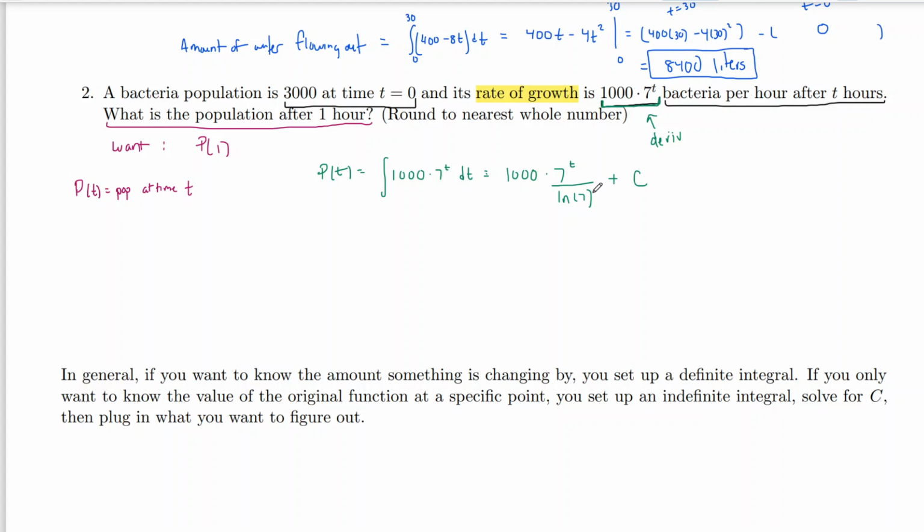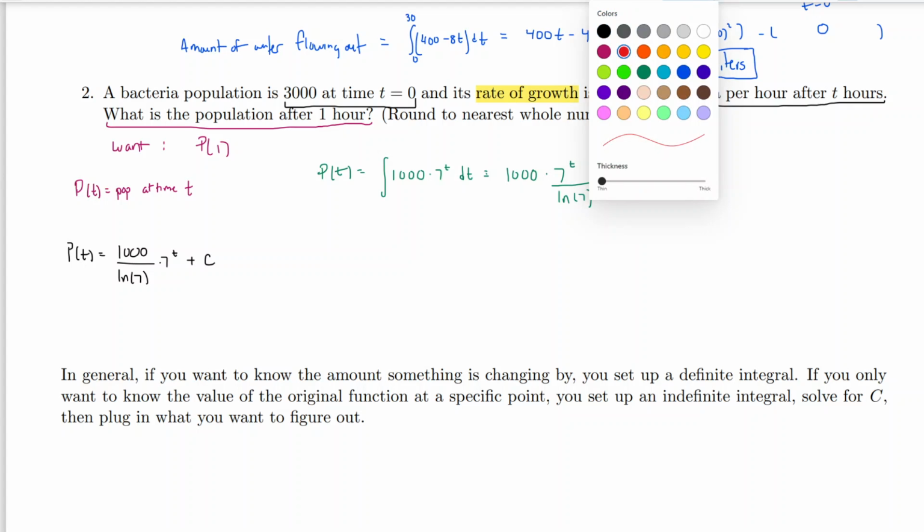All right, so we got a formula for P of t, and I'm just going to write it more specifically. So P of t equals this. I'm not going to have the intermediate step. I'm going to write it 1,000 over the natural log of 7 times 7 to the t, just because this is a number, so I like to have my numbers in front, plus c.